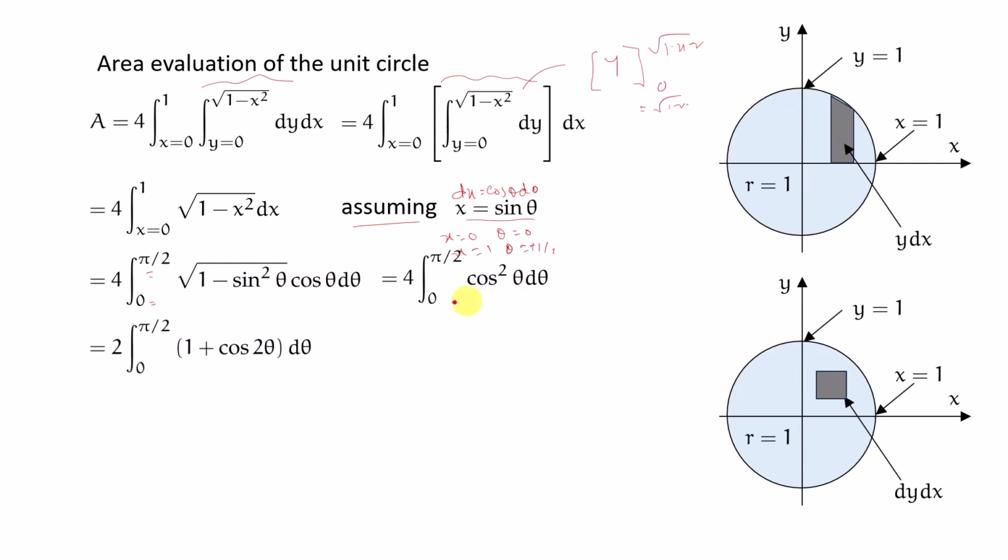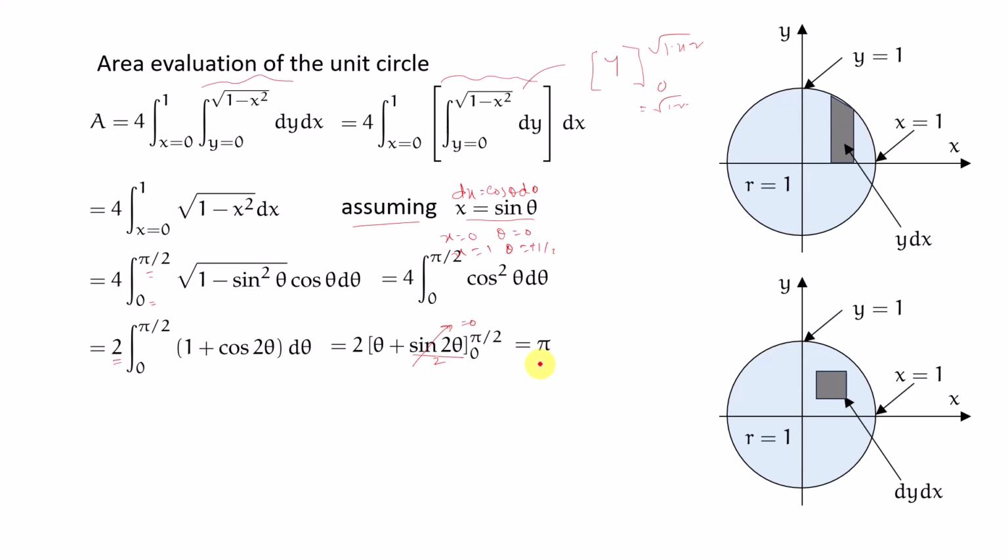Then this cos square theta, I replace it by (1 plus cos 2 theta) by 2, since 1 plus cos 2 theta is equal to 2 cos square theta. Now we can perform the integration, and it will come down as theta plus sine 2 theta by 2 here. But that really doesn't matter. Within the 0 to pi by 2 limit, this becomes 0. Only this theta remains. Therefore, it gives us the value pi, which is indeed the area of this unit circle.